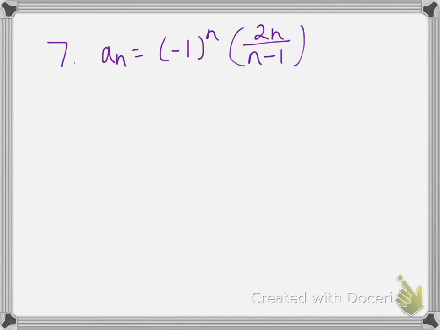Now, there's two more sort of weird cases. Let's say that we have a(n) equals negative 1 to the n times 2n over n minus 1. Now, what I know here is that if I didn't have that negative 1 to the n, this part right here, the limit would be 2. But that negative 1 to the n, what it does is it takes the values that are approaching 2, and every other one makes them opposite.